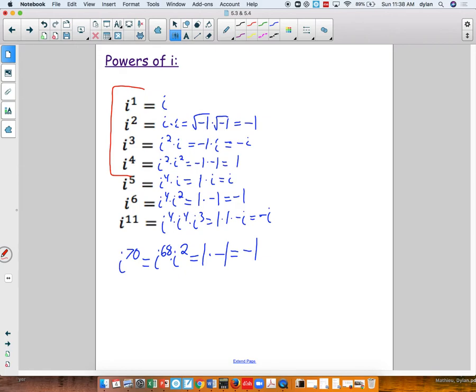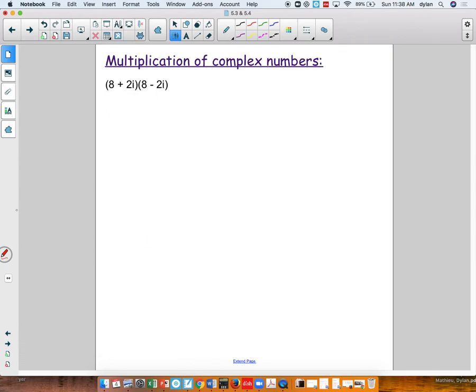So the next thing we're going to talk about is how you multiply and divide complex numbers. Addition and subtraction is fairly simple because you can just combine like terms like you would normally. Multiplication and division are a little more interesting. We're going to start with multiplication, and we're going to look at this multiplication first: 8 plus 2i times 8 minus 2i.